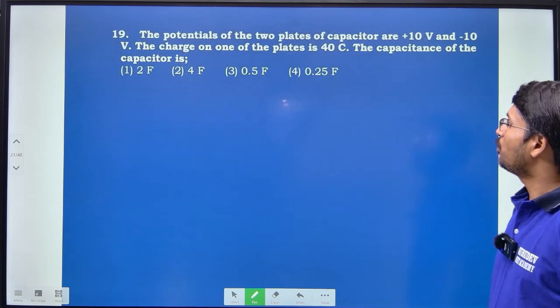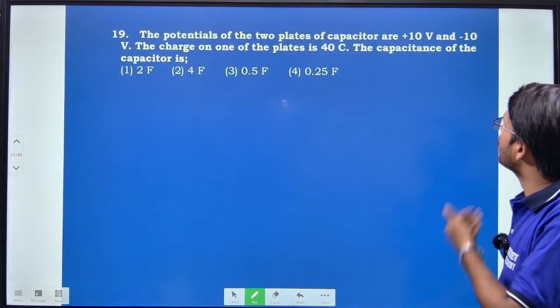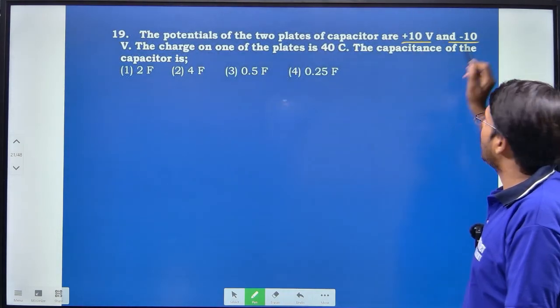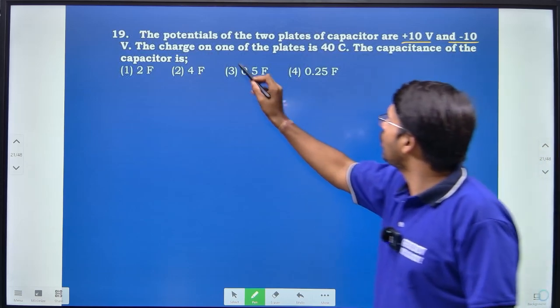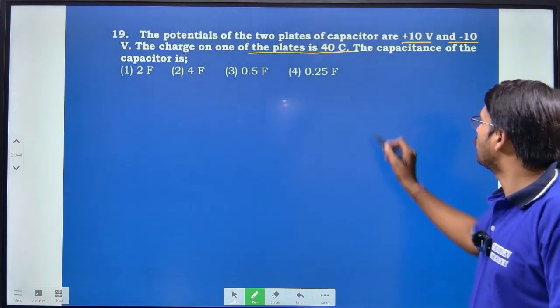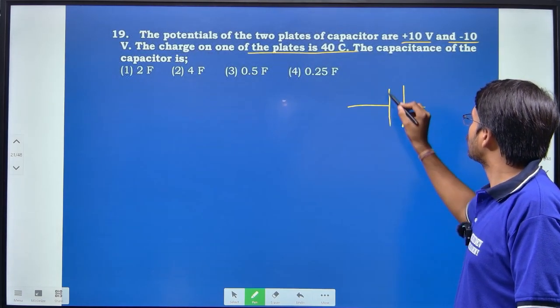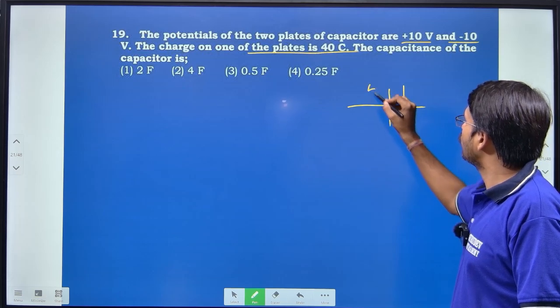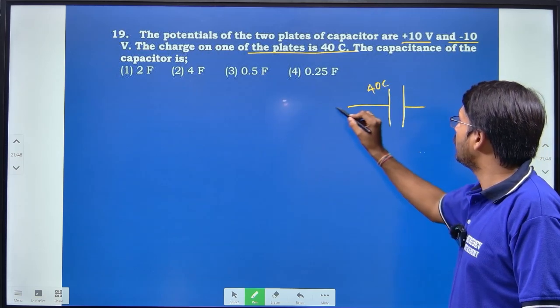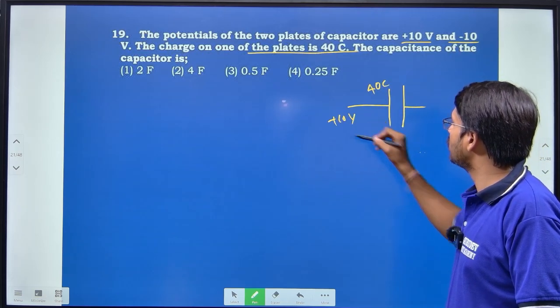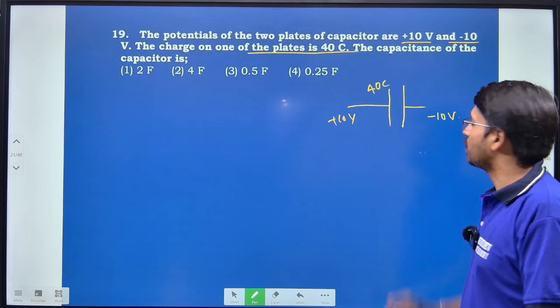Next, the potentials of two plates of a capacitor are plus 10 volt and minus 10 volt. The charge on one of the plates is 40 coulomb. Something like this: here we have a potential of plus 10, and here we have a potential of minus 10.